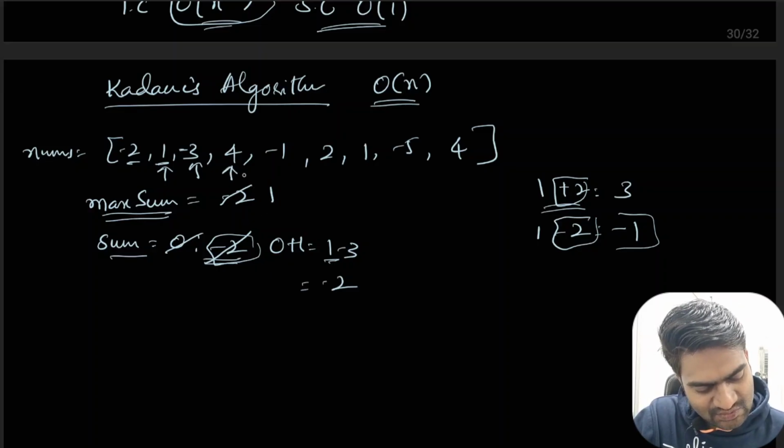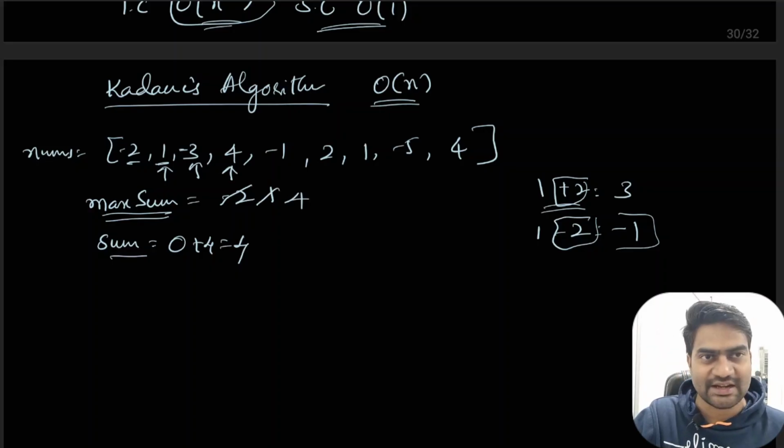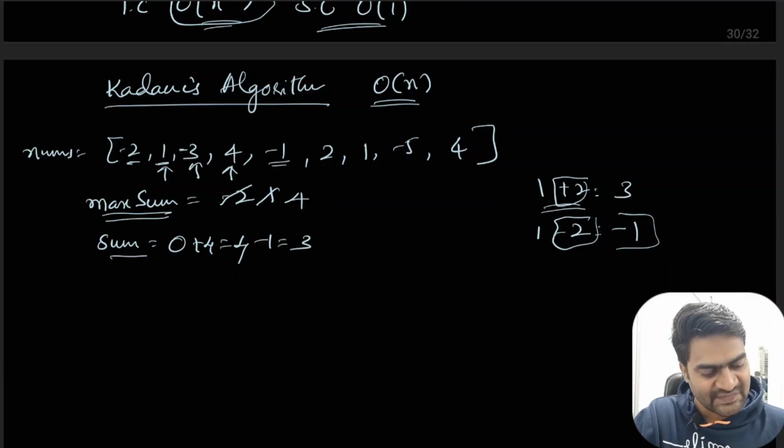Next I'll go to the next number, but before that, since it is a negative number, I will reset it to 0. Then I will take this number and add it. Now it becomes 4. So I will update my max sum as it is greater than 1. Okay, next -1. So it will be 3. So it is less than maximum, so I won't update.